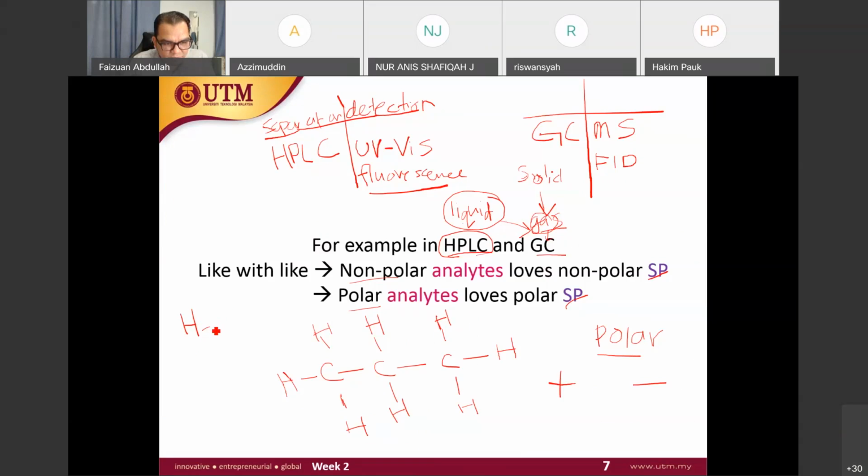H2O, right? What does the water molecule look like? H double bond O double bond H? Is it true? What does the molecule of water look like?